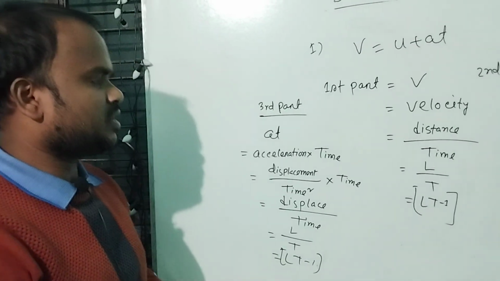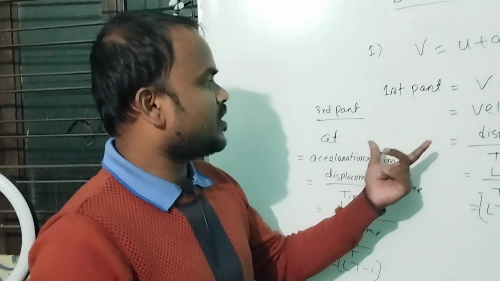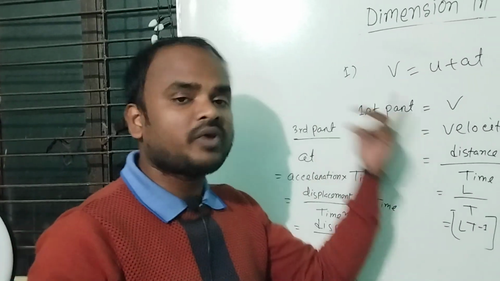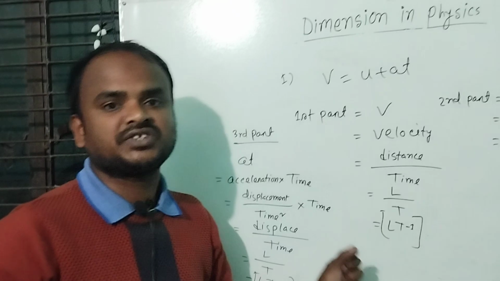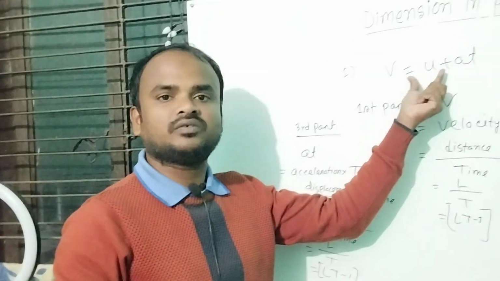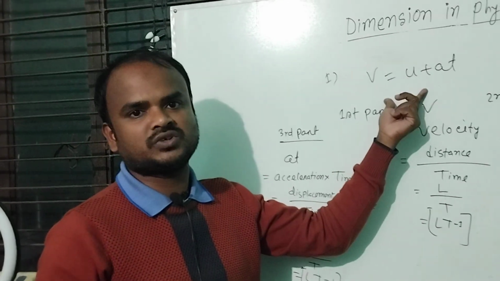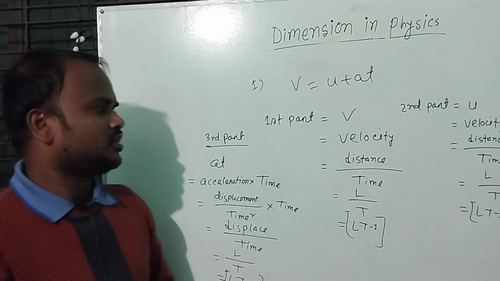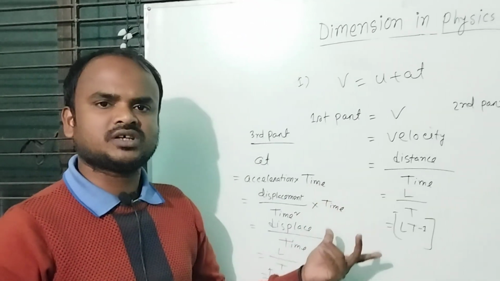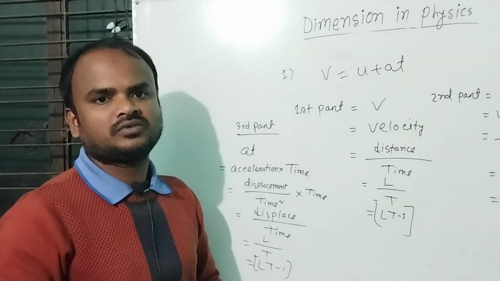So dear students, we have found that the dimensions of the three parts of the equation remain the same. So we can say that the equation is absolutely verified and authenticated in physics. You can pause the video and write down the answer. Let's take another equation of motion.